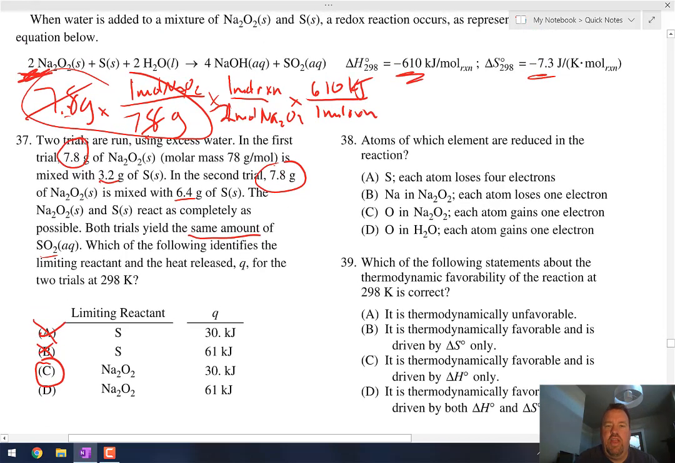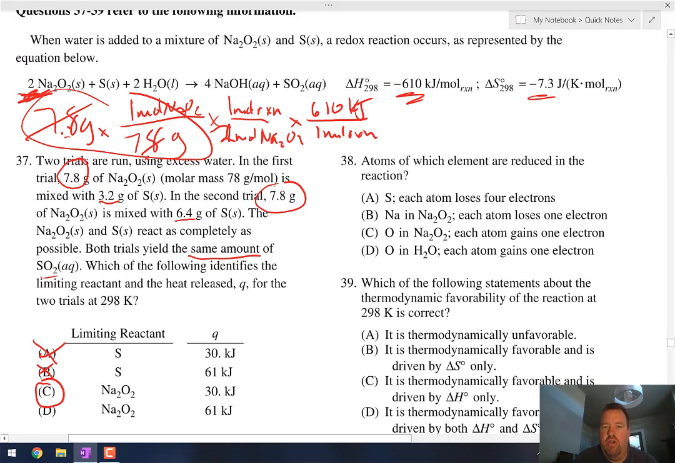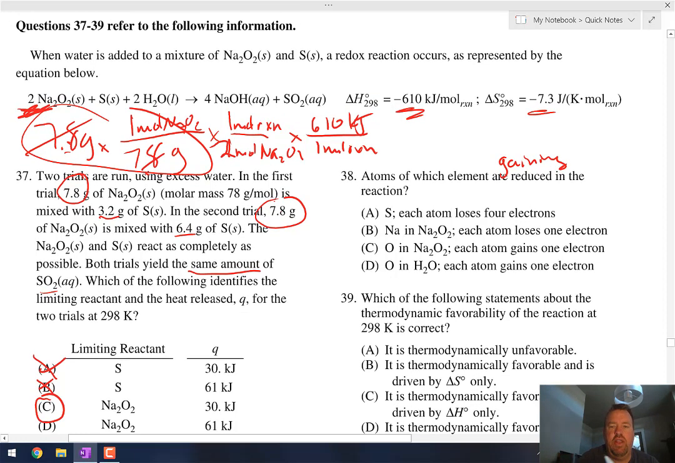Okay, number 38, atoms of which element are reduced in the reaction? So reduction means, remember that the oxidation number is reducing. It means you are gaining electrons. So in which case are electrons being gained?